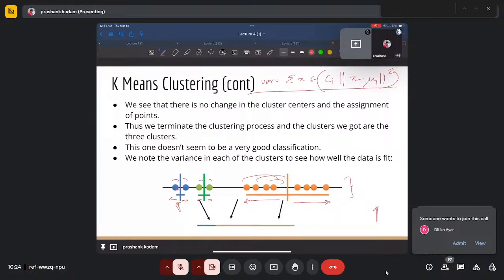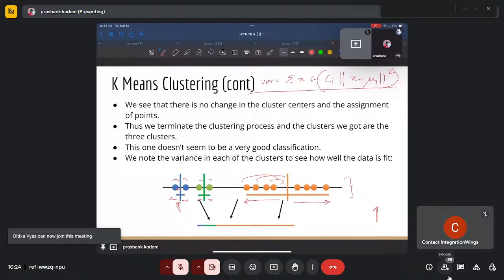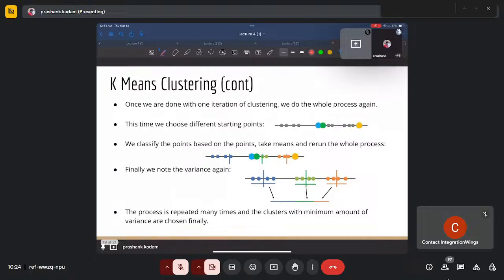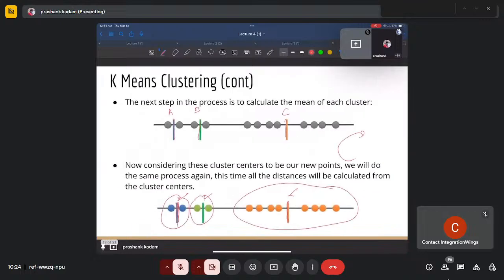And the higher the variance, the worse the clustering. Okay, because the data is more distributed here and there, and we don't want that because we are trying to cluster the data, right? So the next step is to rerun the whole process again, but this time starting with different initial points. In this case, we started with random initialization.